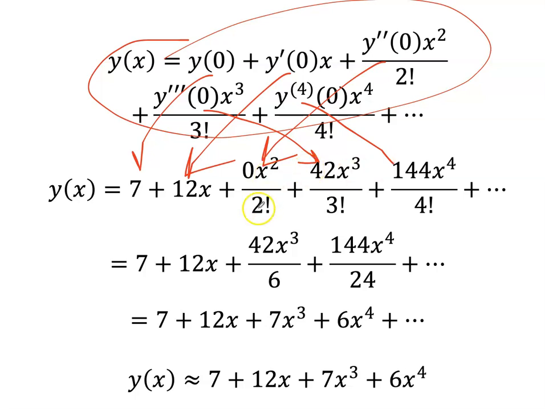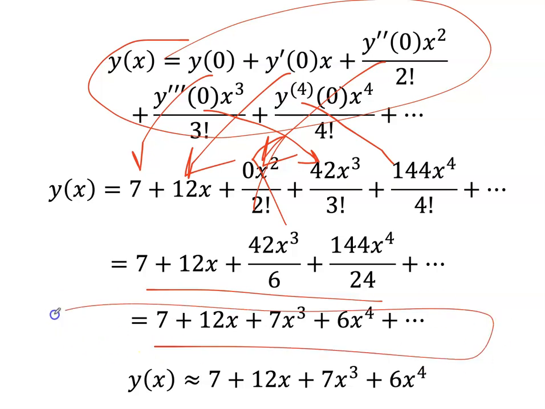We can simplify a little bit. This just goes away. 42 over 3 factorial, which is 6, and 4 factorial is 24. So we end up with this. Simplify, 42 over 6 is 7, 144 over 24 is 6. So we end up with this as the power series. Or if we just take the first 4 non-zero terms, this is going to be the power series for y of x. So y of x is 7 plus 12x plus 7x cubed plus 6x to the 4th.